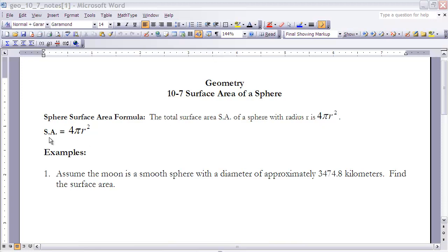Now in the book they spent a little bit of time going through how to derive that formula. I'm not going to spend a whole lot of time with that. You'll do a little bit more with the derivation of these types of formulas as you get to calculus. I'm just going to spend more time right now with the ability to use a formula like this one. So this is definitely a formula that you should be familiar with. Surface area of the sphere is 4 pi r squared.